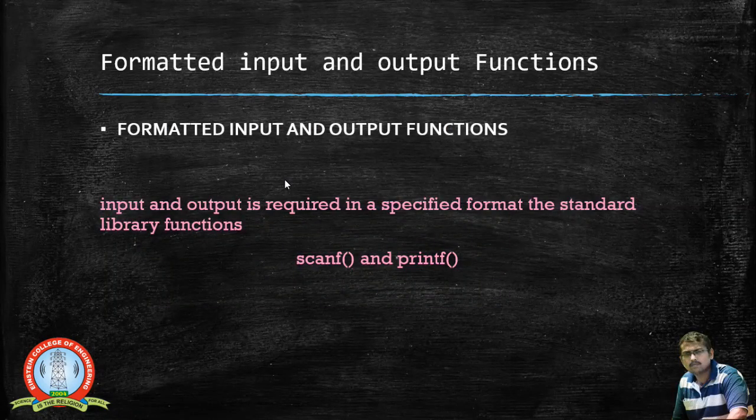Now let us see some examples of the formatted IO functions. So far we have just covered the unformatted IO functions like getch, getche, putch, putchar and getchar. Now these are the formatted input and output functions. As we all know, the standard input output functions that we normally use in C programming are scanf and printf.